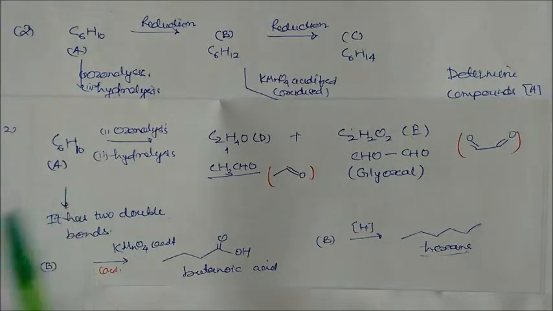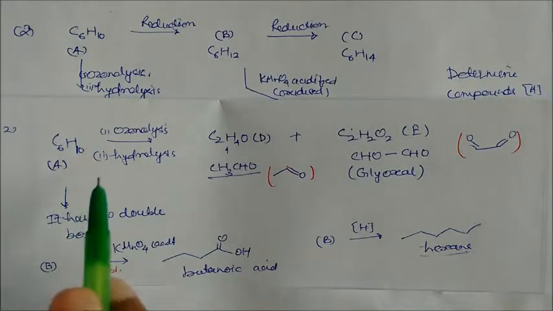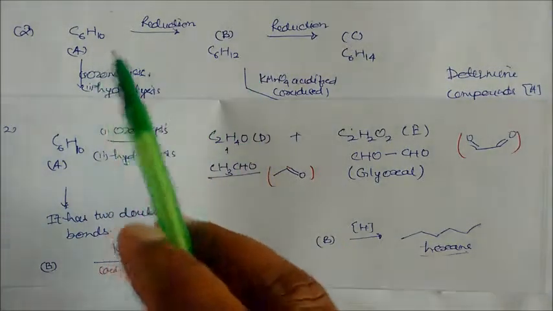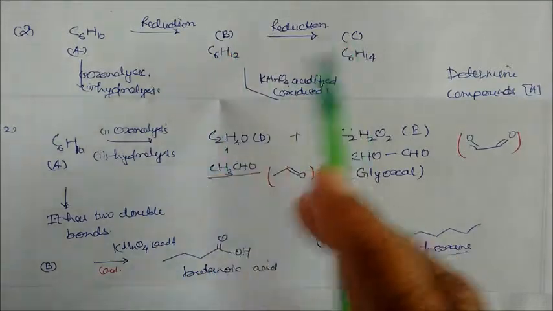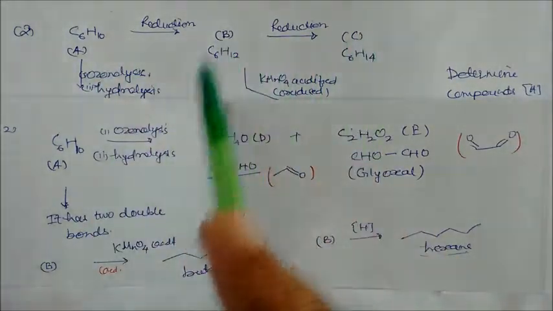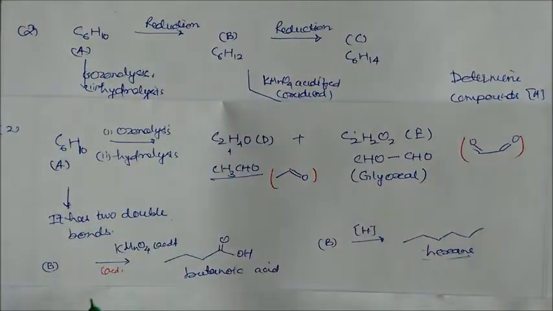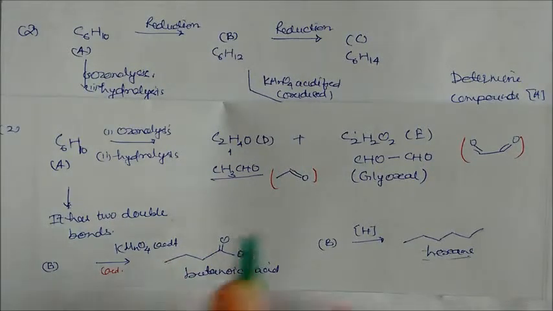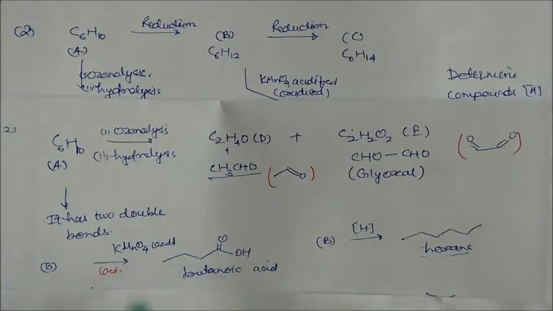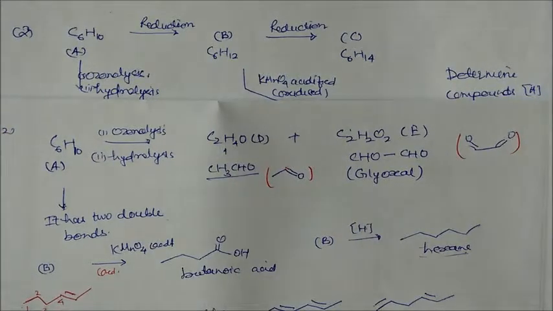So one more thing, why? Because this is reduced to B and C, that's why it has two double bonds. This is another hint. Now B on KMnO4 oxidation is converted into butanoic acid. So this compound should be your hexene, because it is converting into butanoic acid. There will be one double bond at the fourth carbon. So this compound could be this one.